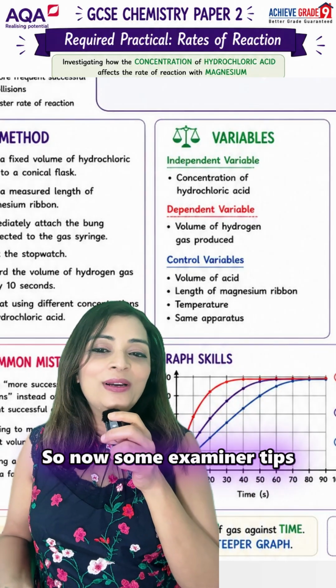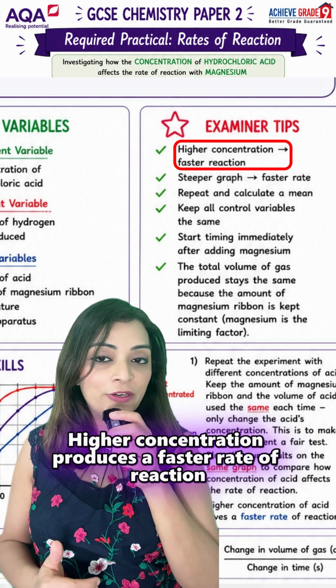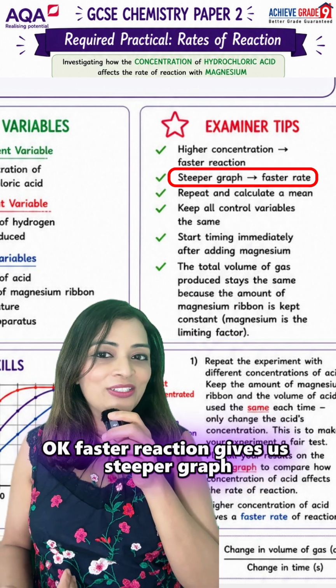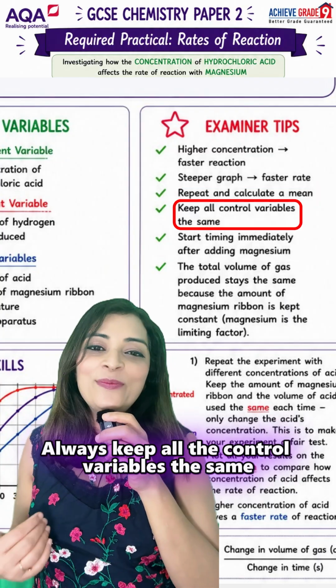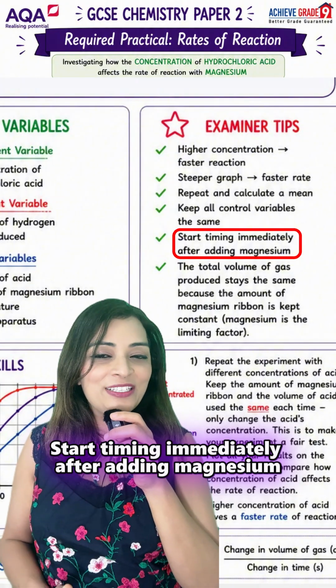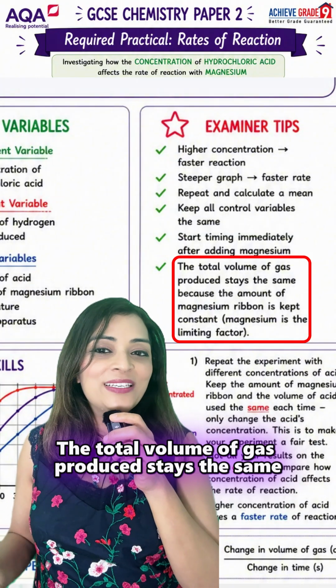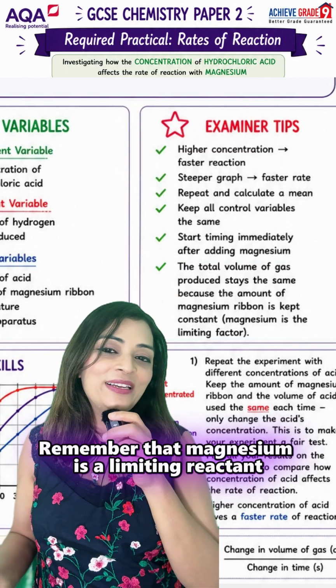Okay, so now some examiner tips. Higher concentration produces a faster rate of reaction. Faster reaction gives a steeper graph. Repeat the experiment and always calculate the mean. Keep all the control variables the same. Start timing immediately after adding magnesium. The total volume of gas produced stays the same because the amount of magnesium ribbon is kept constant. Remember that magnesium is a limiting reactant.